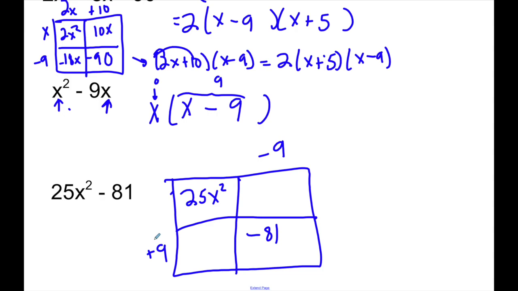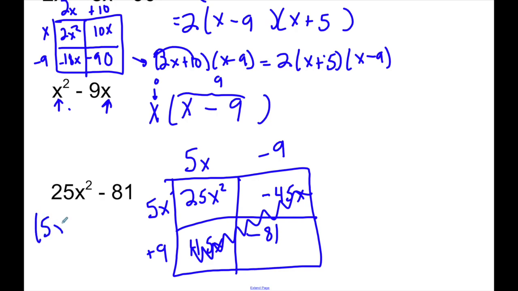Now, we know that the adding and multiplying doesn't always work, right? Especially when a is more than 1. But notice that if this is 5x and this is 5x, then 5x times 5x is 25x squared. And here we know that because this is going to be a negative 45x and positive 45x, these will cancel out, right? So this is also a difference of squares. It's 5x minus 9 times 5x plus 9, or 5x plus 9, 5x minus 9, okay?